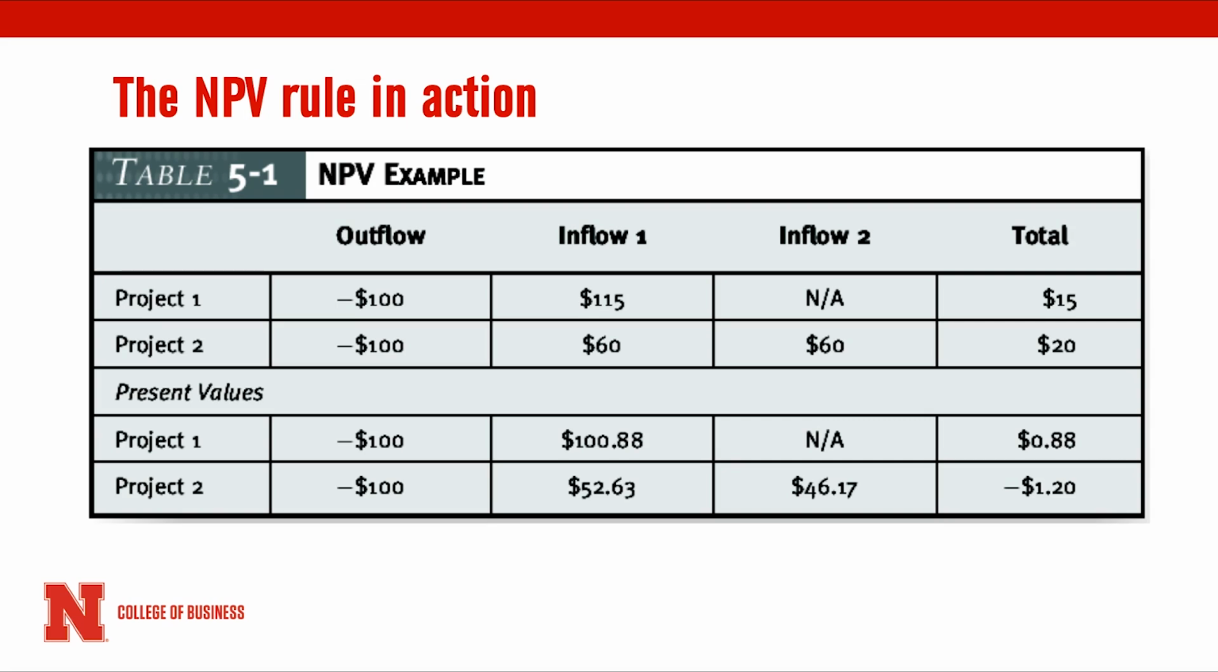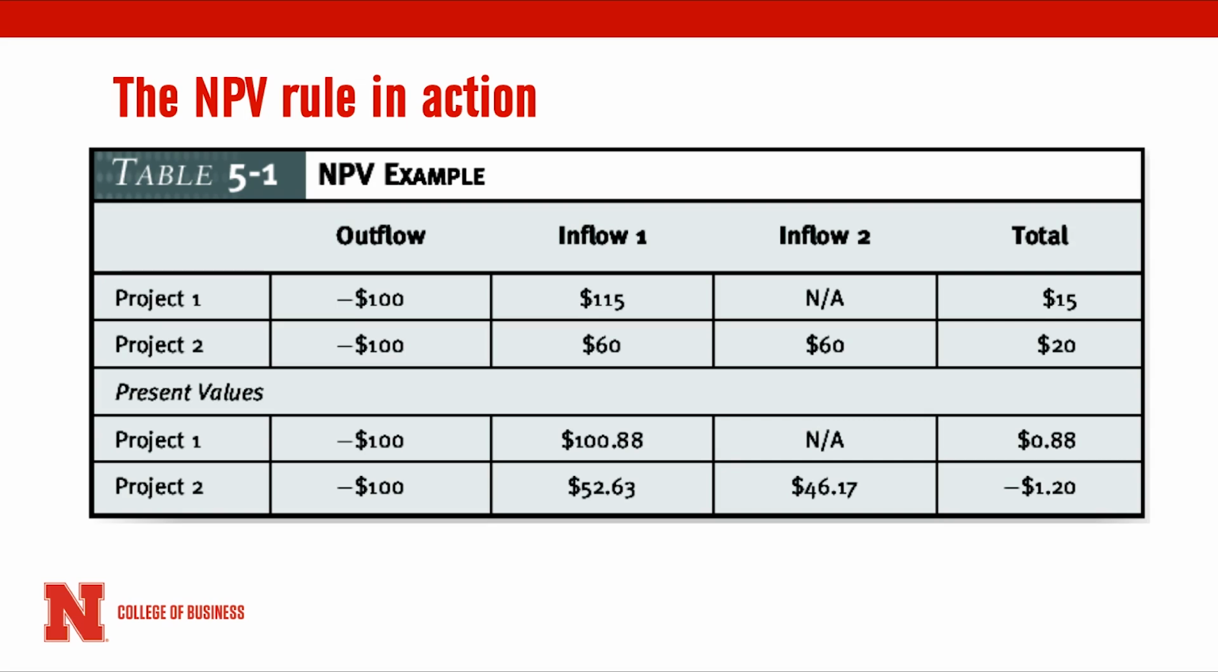The present value of $115 that occurs 1 year from now is $100.88. So for Project 1, we see that the present value of cash inflows exceeds the present value of cash outflows by $0.88 million, just a little less than $1 million, but it's positive. That tells us that this project earns a little more than the 14% required rate of return and will add economic value.